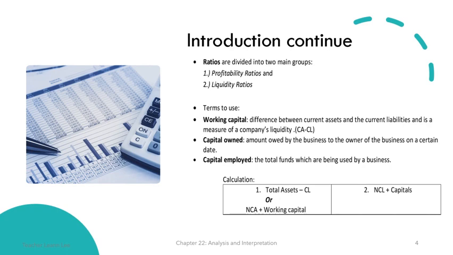The calculation is either formula 1 or formula 2. One is total assets minus current liabilities, or NCA plus working capital, where working capital is CA minus CL. The other is NCL plus capital. Either formula can be used to calculate the capital employed. You need this for your profitability ratio, especially ROCE.